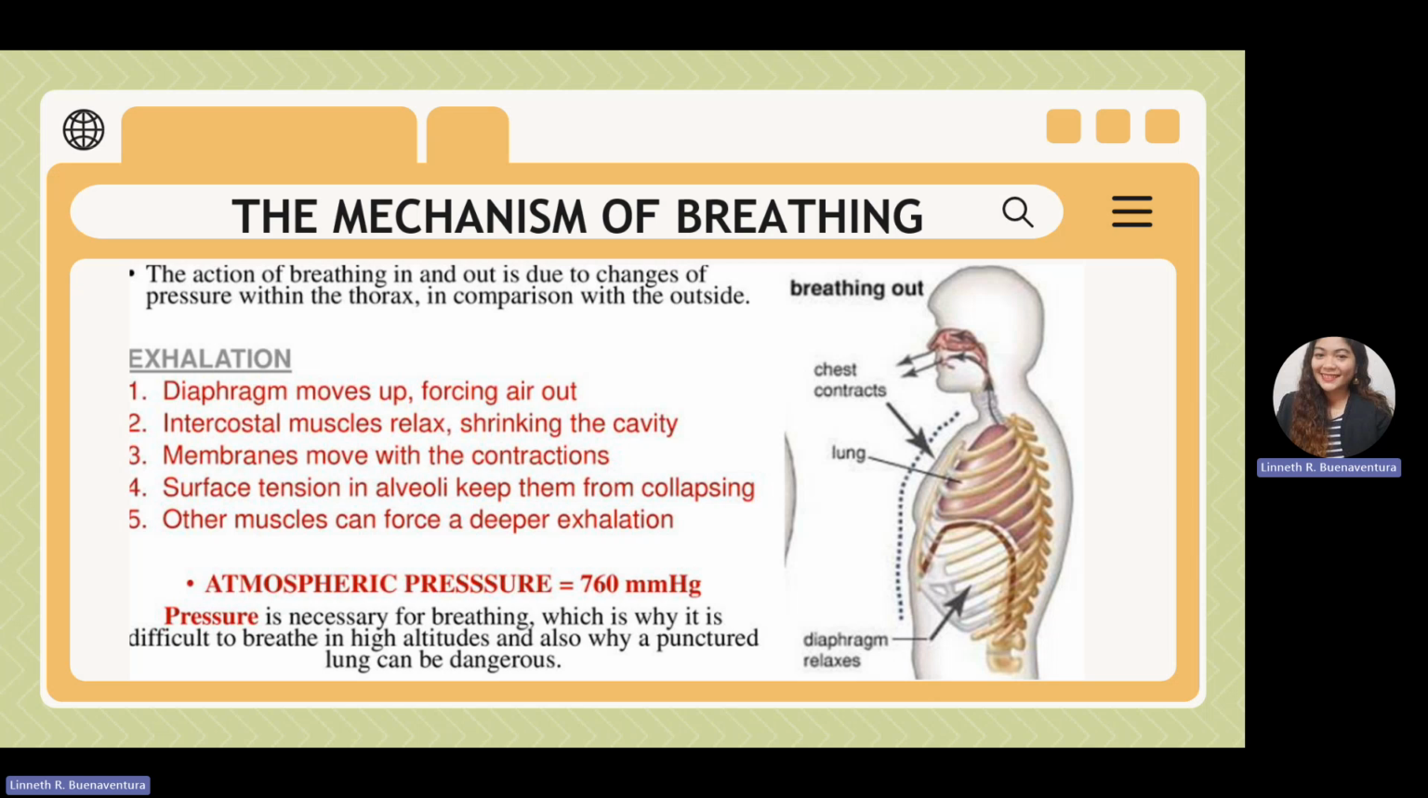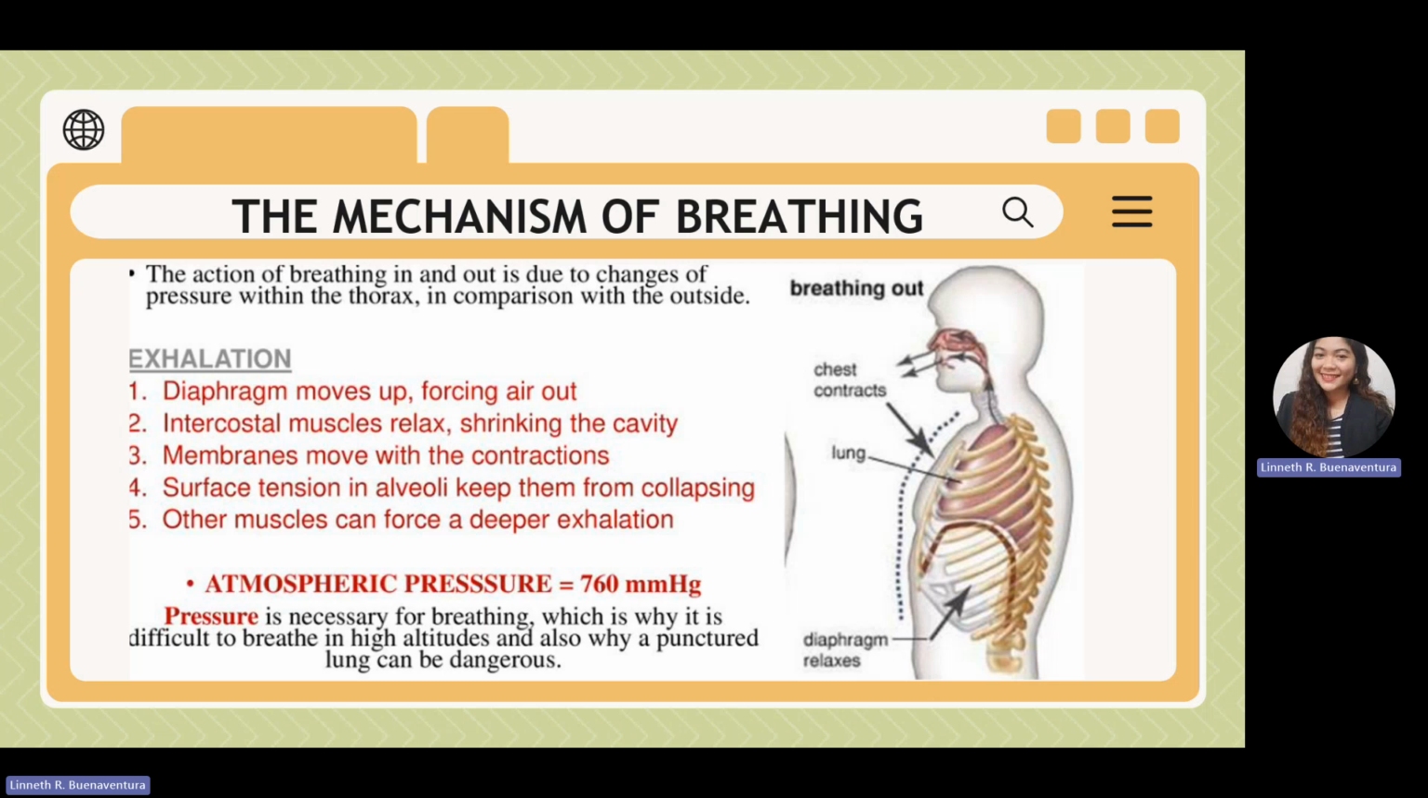Exhalation. The diaphragm moves up, forcing air out. Intercostal muscles relax, shrinking the cavity. The membrane moves with the contraction. The surface tension in the alveoli keeps them from collapsing, and other muscles can force a deeper exhalation.